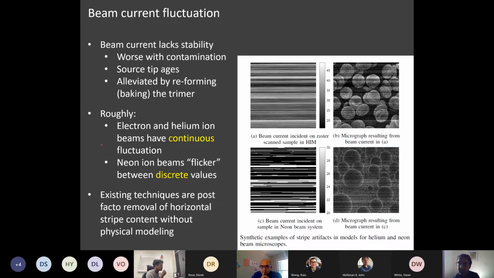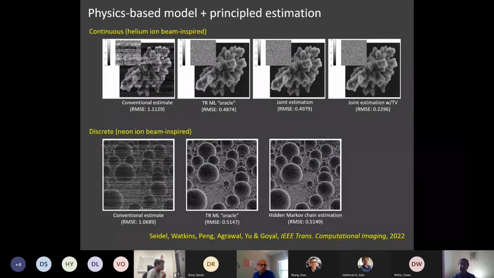So the illustrations here are Monte Carlo simulations, but they're to illustrate the type of artifacts that come from beam current variations. There are existing techniques to try to reduce these artifacts, but they're all basically post facto image processing. They're the removal of these horizontal stripes without physical modeling. And what we have attacked is to be able to compensate for the beam current variation by literally estimating it from plausibly observable quantities. We really want to use just the same data to form the images and estimate the beam current.